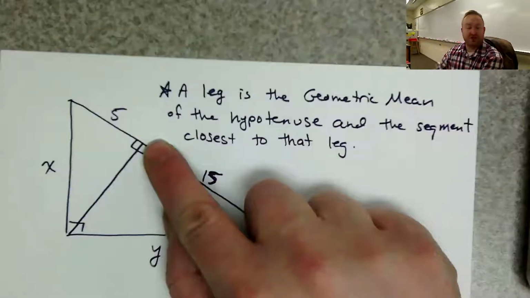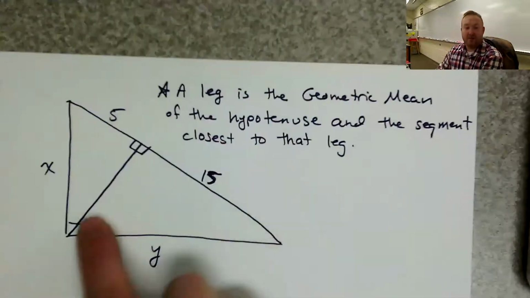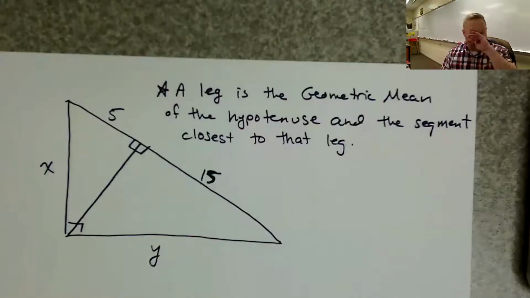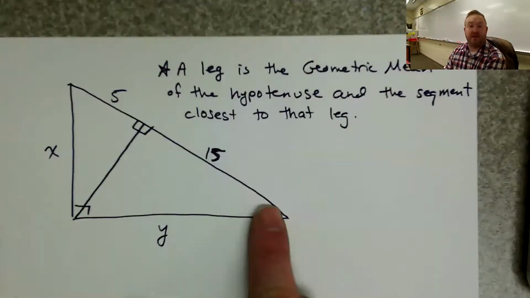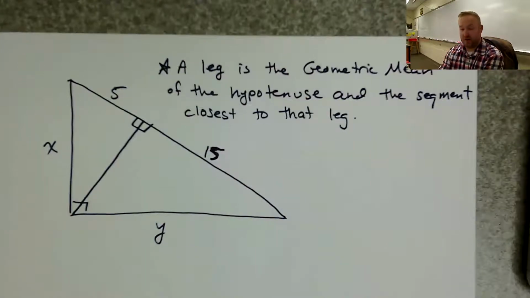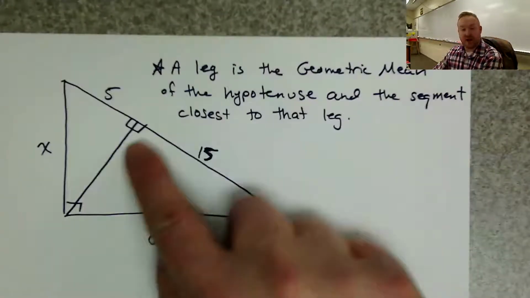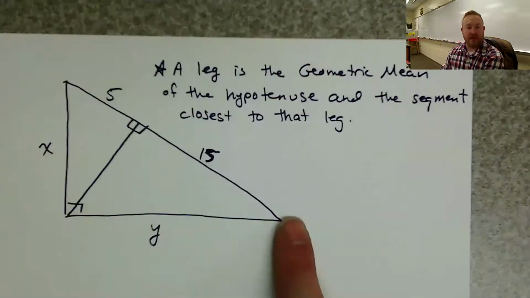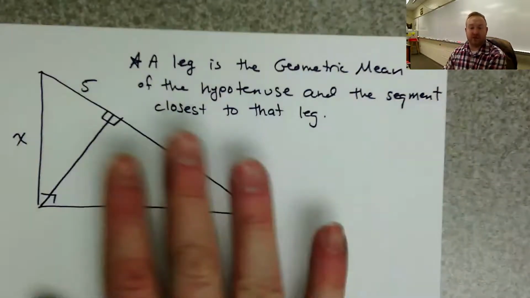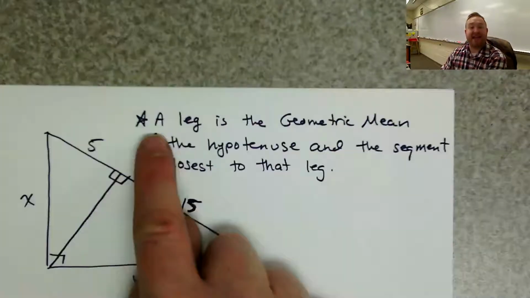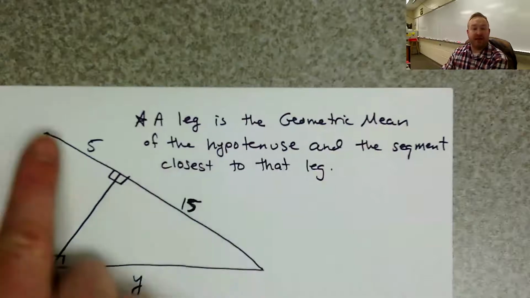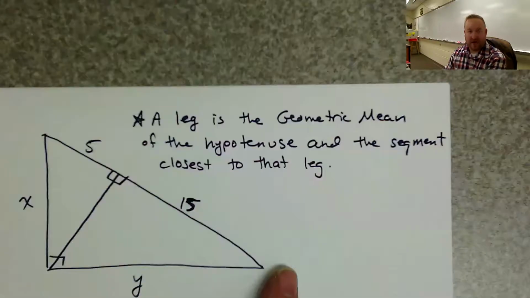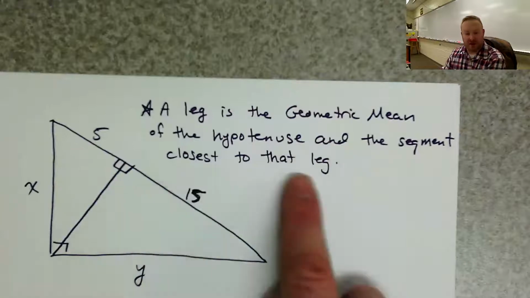Now, the altitude still divides the hypotenuse, but we don't want to solve for that altitude. We're not going to use the altitude in any way. Instead, we're going to be solving for the legs of the right triangle. We're going to do this in two different steps. But first of all, here's your theorem. A leg is the geometric mean of the hypotenuse, meaning the whole thing, and the segment closest to that leg.